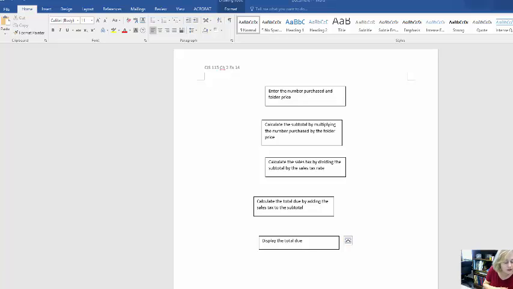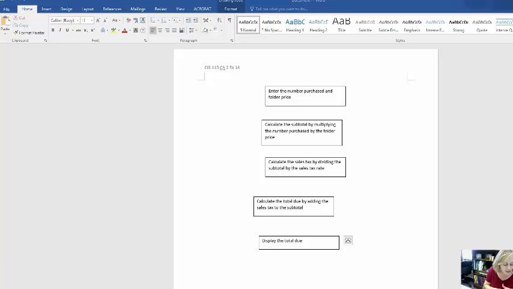So they're telling you the three inputs: number purchased, folder price, and sales tax rate. What do you know when they've told you three things are input? That they have to be entered somewhere, okay? Then you have some processing items. Those items are not displayed or entered. They're used in a calculation just to hold a number till you get to your final result. Then you have output, so you know one thing is coming out to the screen here, total due.